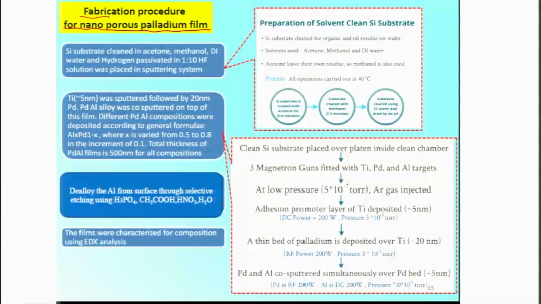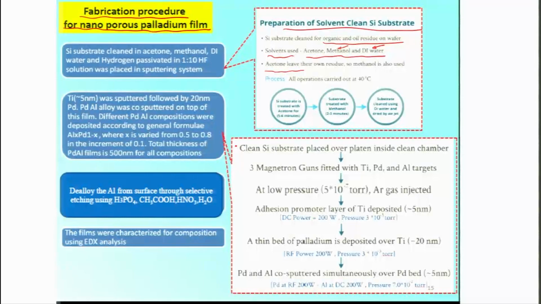The way we fabricate is a step by step procedure where we first clean a substrate primarily made of silicon, to clean off the organic and oil residue deposited on the substrate. We clean it with solvents: acetone, methanol and DI mixtures. Of course, acetone alone would leave its own residue, so a combination of methanol and DI is used to clean the solvent off the surface, and it is completely dried so that there are no organics.